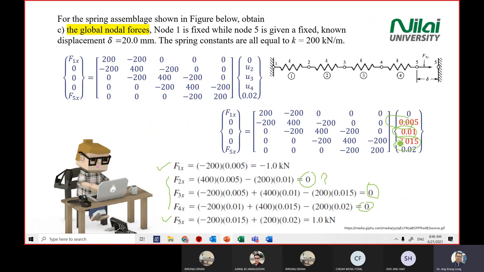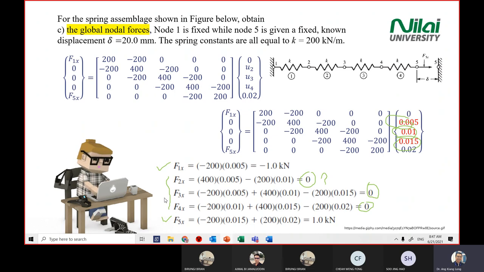So this is how you self-check. If you do not get 0 in your expansion here when you do the calculation, it means that your U2, U3, U4 are wrong. And for this module, we always recommend you use three decimal places. So if you only write 0.01, I will assume the last number is 0. This is how it works.